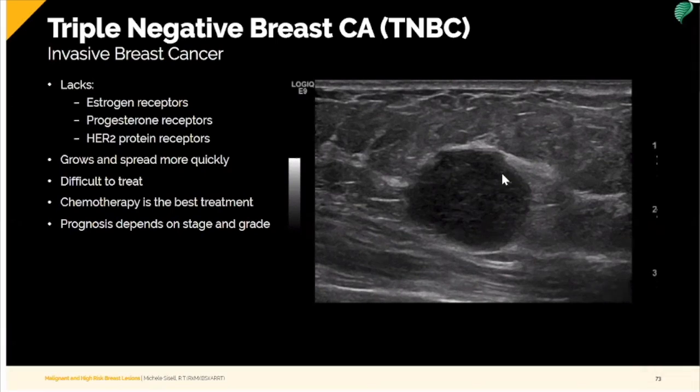And here you can see this one here. This is a triple negative. As a sonographer, you'll get used to seeing this type of lesion on ultrasound that looks irregular. It's very hypoechoic. They'd even say markedly hypoechoic. It just doesn't look right. And then when it's biopsied, it'll come back as a triple negative breast cancer. It's an invasive ductal cancer, but it's a triple negative.